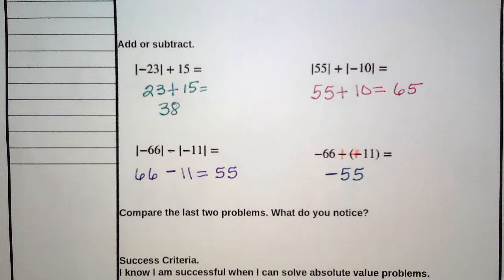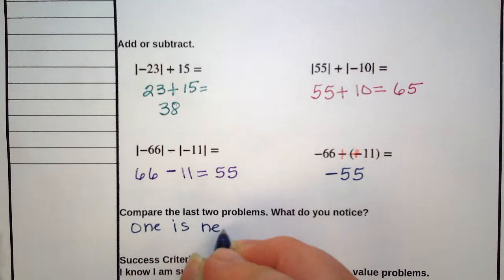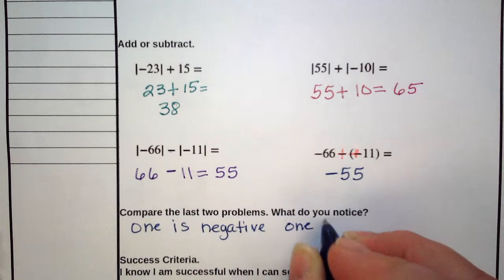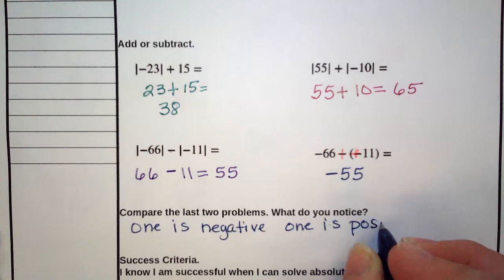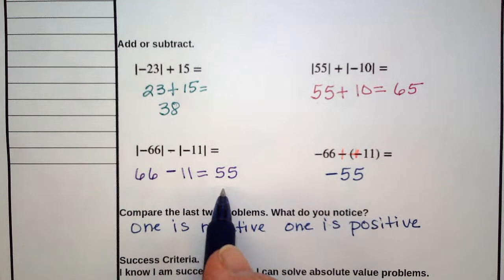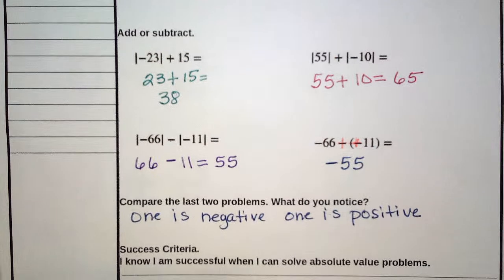So, what do you notice about the last two problems? One's negative, one's positive. So in both cases, we're still finding the difference. But in this case, because we used the absolute value, it's a positive answer. Over here, we did not use absolute value, and it is negative.